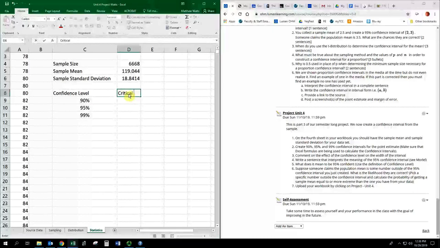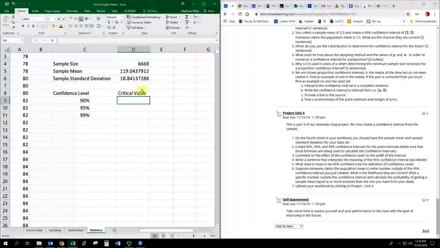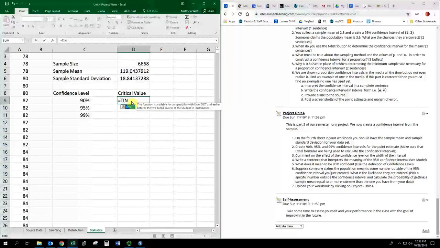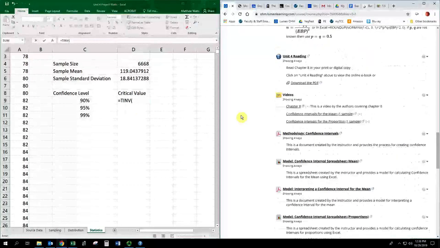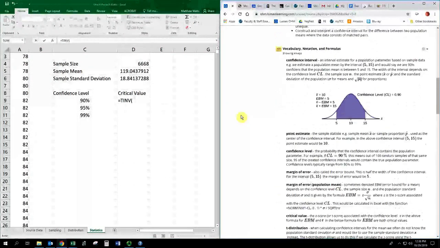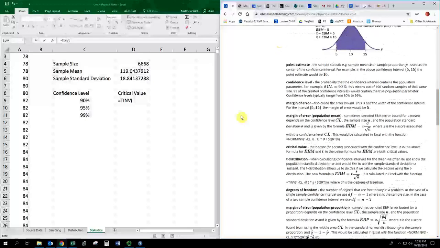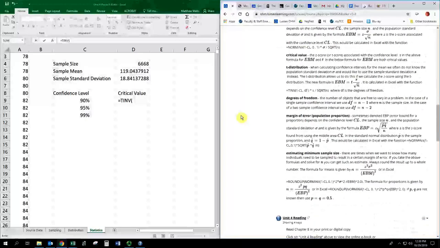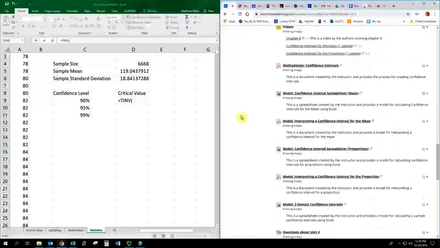The critical value is basically just like a Z score for this distribution. We want to use the T inverse function. As always, I'm using the older one, but you can use the newer ones if you want. It wants the probability of the tails. That's like alpha, the alpha value, which is the, jeez, I can't remember. Oh, we haven't covered alpha yet. Sorry. We'll see alpha in the next unit.